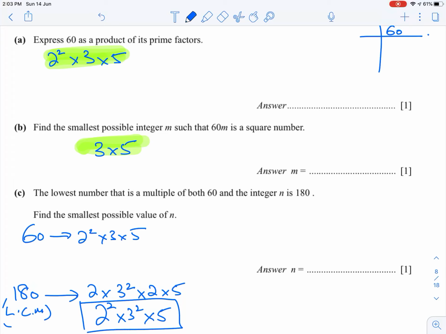Now you need to find out the smallest possible value of n. Now if this is the LCM, they have taken 2 2's, they must have taken it from here. So we don't need any 2's here because 2 2's are already available here. They've taken 2 3's. There's just 1 3 here. That means there must be 1 more 3 here, which they have taken from the prime factorization of n. As far as 5 is concerned, 5 is already available in the prime factorization of 60 here. So you don't need to take it. So the answer for n would be 9.